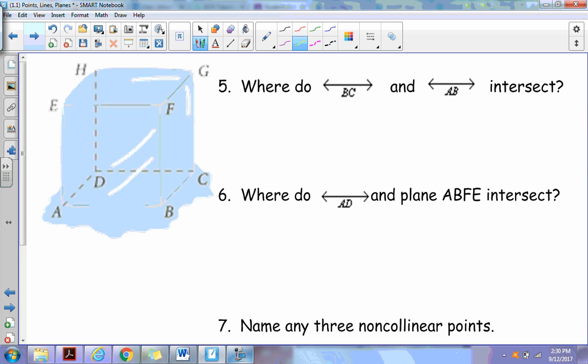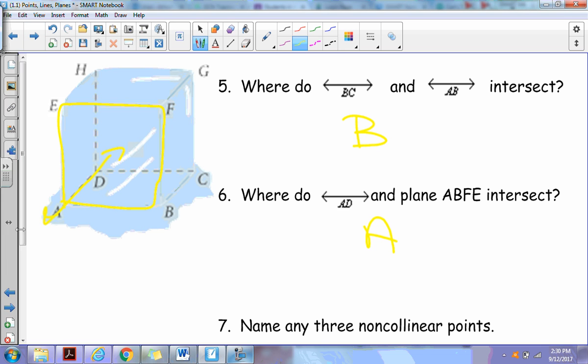Where do line BC and AB intersect? B. Use the same clue. What do they have in common? B. Okay. Also, you can draw it in. Here's BC, here's AB, and you can see they crisscross at B. Where do line AD and plane ABFE intersect? Correct. And again, you can draw it in. Here's AD. ABFE is here. The only place they touch is A.